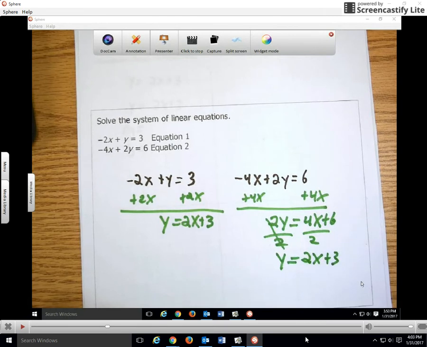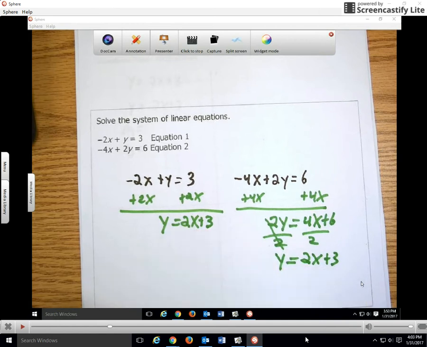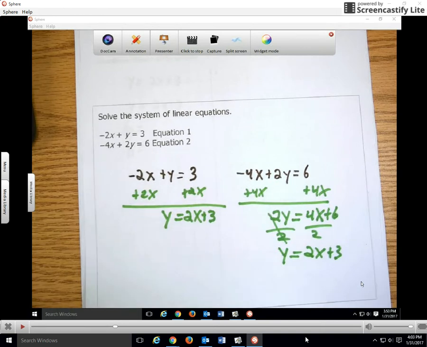Now, some of you may observe something at this point already about the two equations that might already give you the answer: if it's parallel, or if there's one point where they intersect, or if they're the same line. But let's keep moving on.